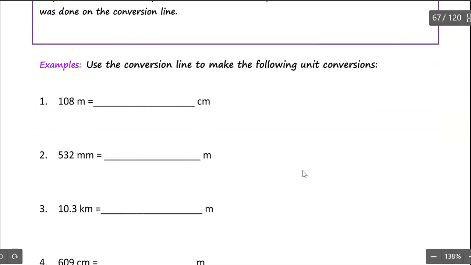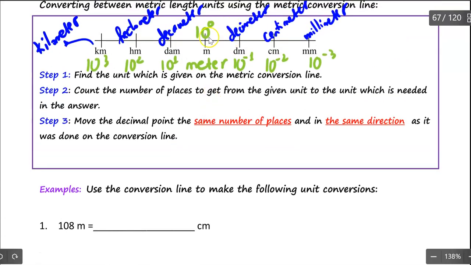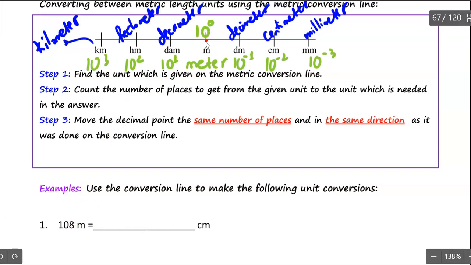So when I have 108 meters, there's no prefix in this case, right? There's no prefix, so we just read it as 108 meters. And what we need to do is convert to centimeters. So what you do is you go right on this metric conversion line. You locate the meter. So meter is right here, so I would put meter right here. Okay. And what I do is I have to move the decimal point to the centimeters. So I know that I'm going to move 2 spaces.